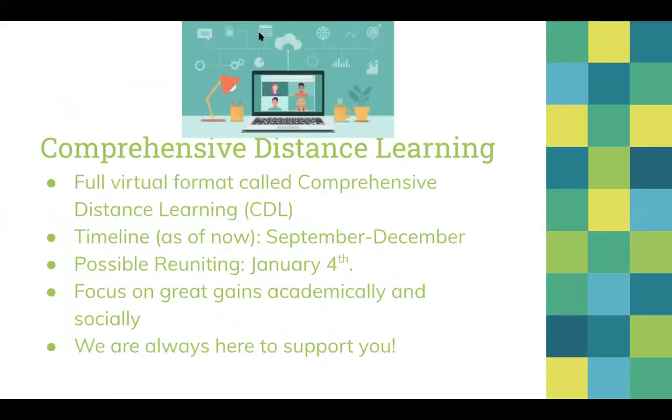So what is comprehensive distance learning? Comprehensive distance learning is education delivered virtually. So that means that students are going to be learning at home through their computers. As of today, we will go with comprehensive distance learning from September until December. And our hope is that we will be back in schools on January 4th. And of course, during this comprehensive distance learning time, we are going to focus on academics, and we want to develop strong relationships with our students. And as always, we are here to support you. Next, Derek.